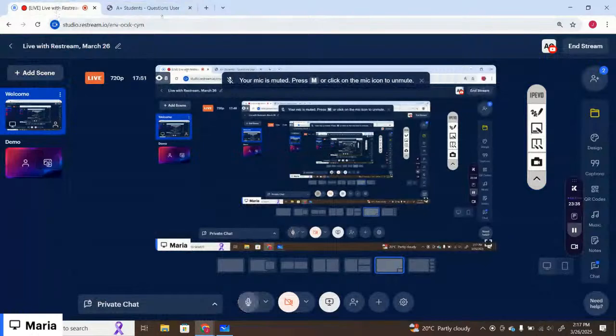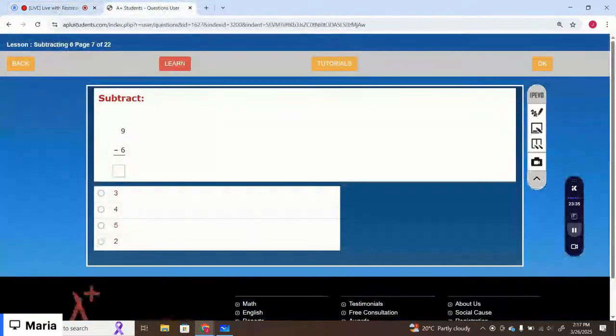9 take away 6, which is the correct option. 9 take away 6 is 3. Option number 1 is the correct option.